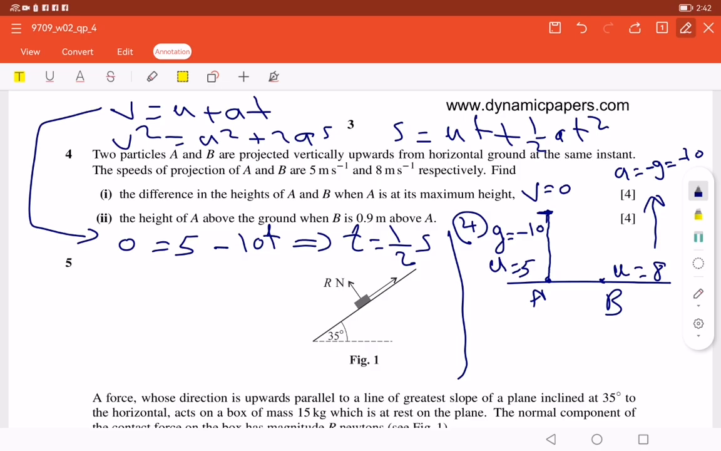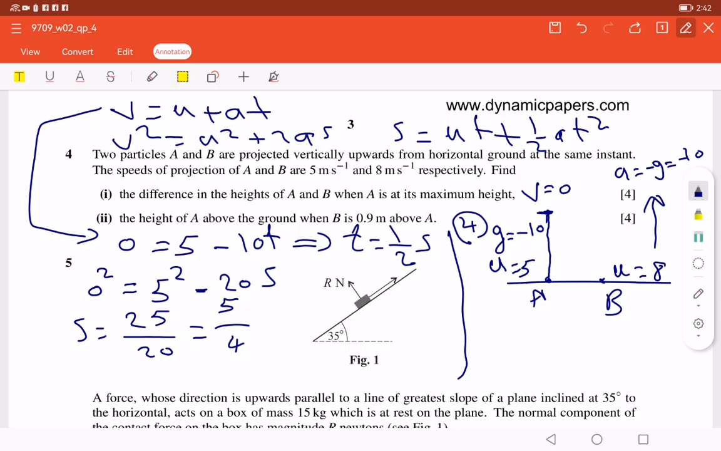And now we also need to find its distance. Okay? To find the covered distance, we can use the second equation, no problem. 0 squared equals the initial, 5 squared, minus 2 multiplied by 10, which is 20, times s. By solving this equation, s equals 25 over 20, which is equal to 5 over 4 meters.